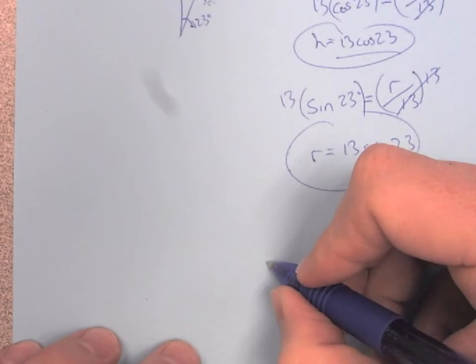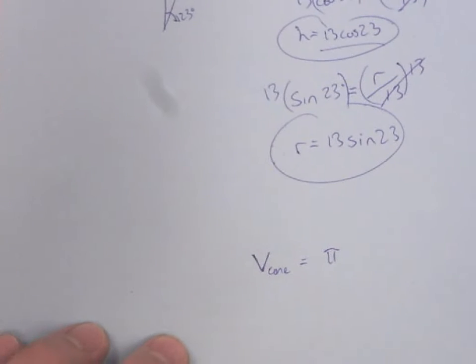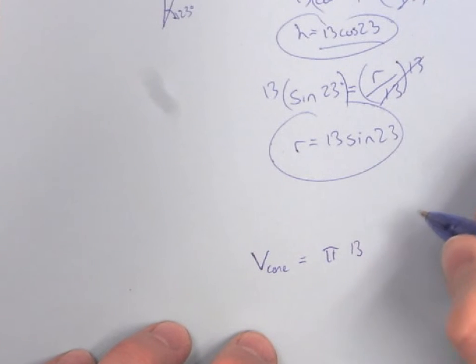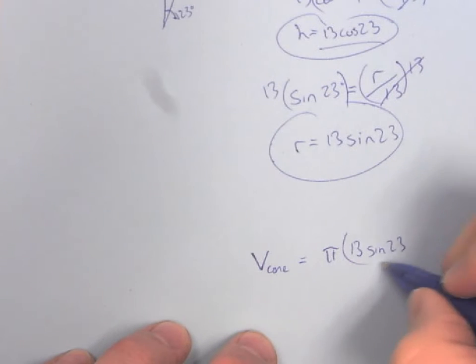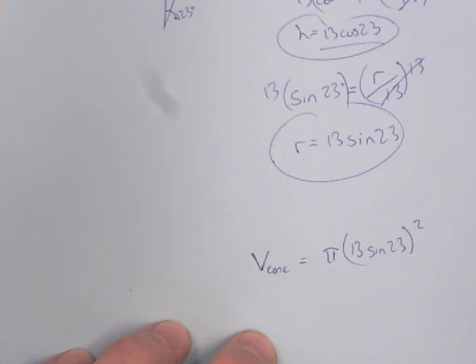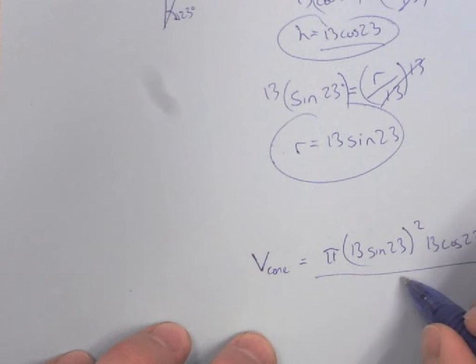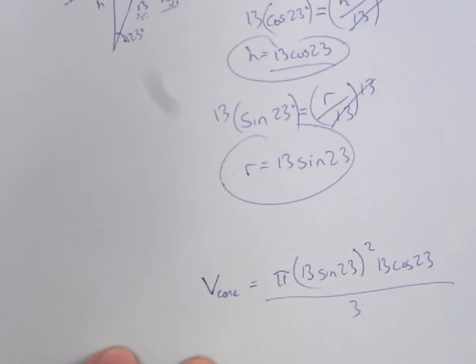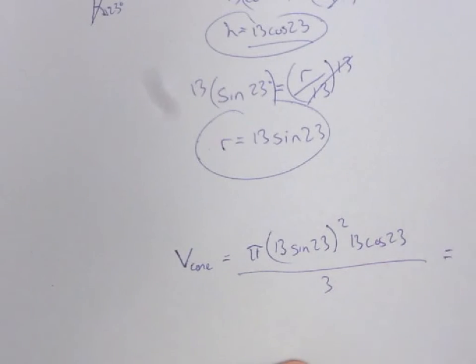So the volume of the cone is equal to pi times the radius squared. This is going to be 13 sine 23, that's the radius, and that whole thing needs to be squared. So it's radius squared times h, which is 13 times cosine of 23, and all that is going to be divided by 3, or multiplied by 1/3. This is the exact answer here, everything else is going to be kind of messy, and we don't want to round it until the very end.